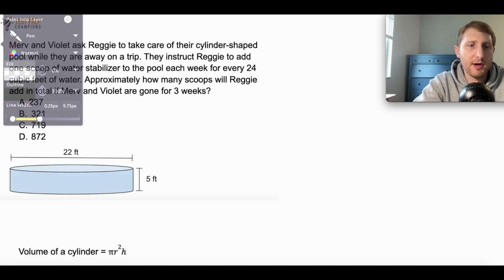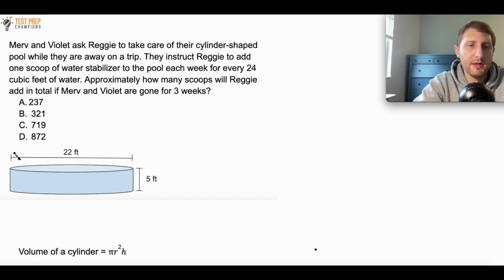And I have to keep in mind that this 22 feet number is showing the diameter. So I actually want to cut this in half to get the radius, right? So I'm going to plug 11 in here for r. Now, it's actually asking for r squared in the formula. So 11 times 11 is 121.